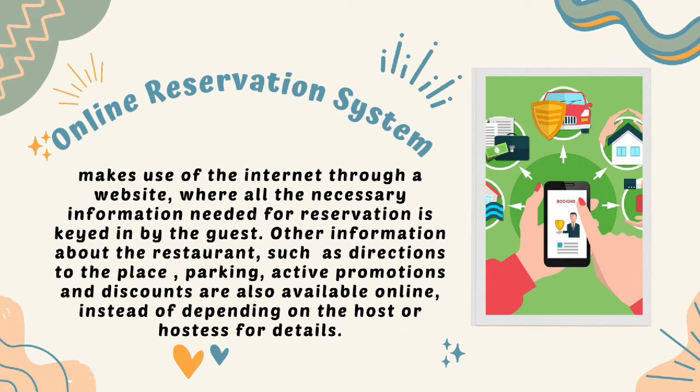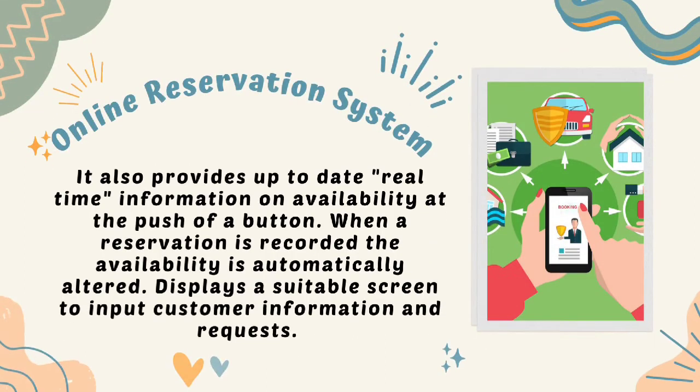While the online reservation system makes use of the internet through a website where all the necessary information needed for reservation is keyed in by the guest. Other information about the restaurant, such as directions to the place, parking, active promotions, and discounts, are also available online instead of depending on the host or hostess for the details. It also provides up-to-date real-time information on availability at the push of a button. When a reservation is recorded, the availability is automatically altered, displaying a suitable screen to input customer information and request.